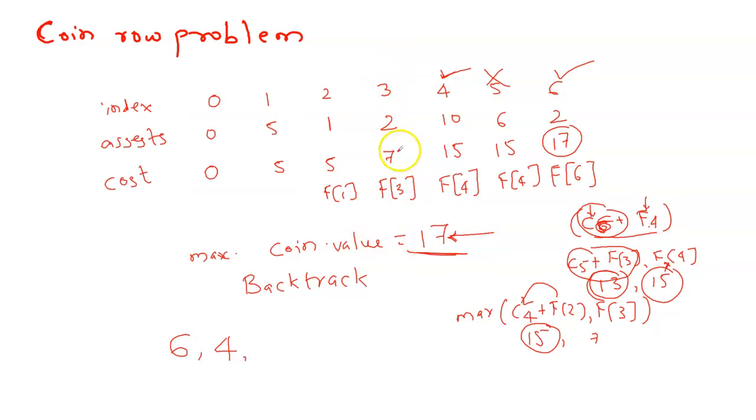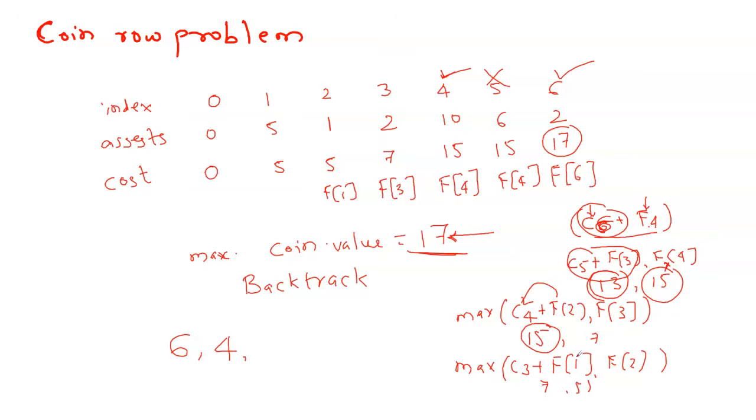The third coin, its cost is 7. How did we get that 7? We got it from the recurrence, that is max of C3 plus F of 1, comma F of 2. C3 plus F of 1, its value was 7. Then the F of 2 value was 5. So now you have to check whether to pick this coin or not.